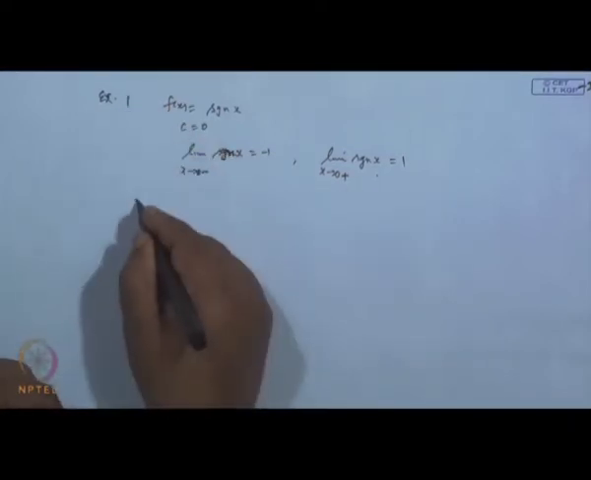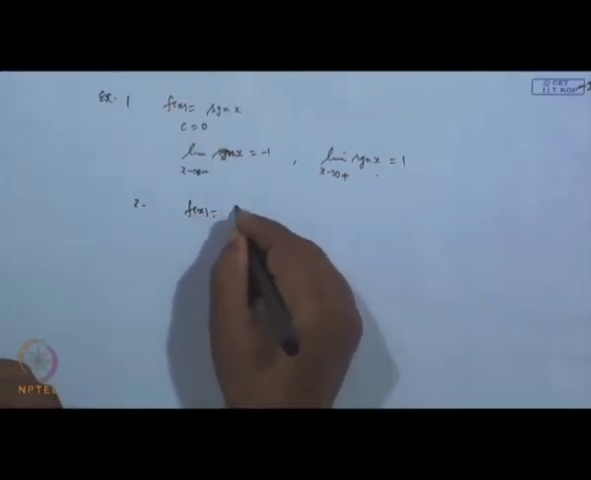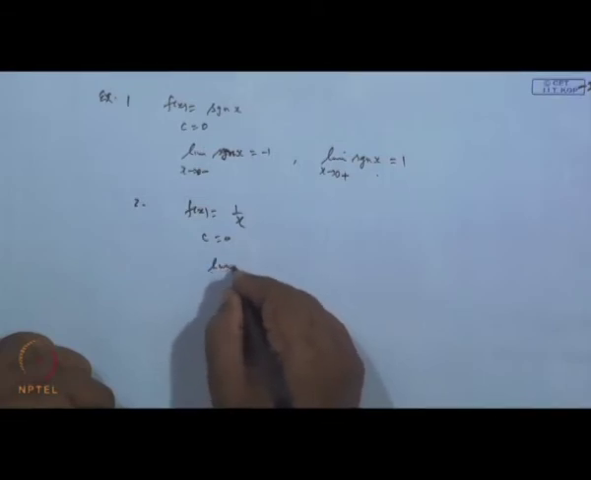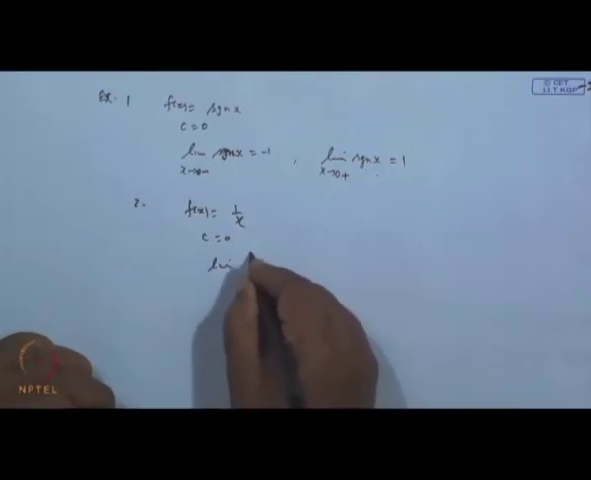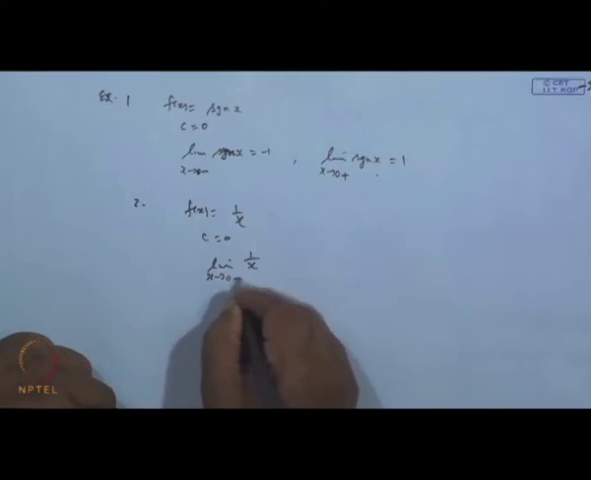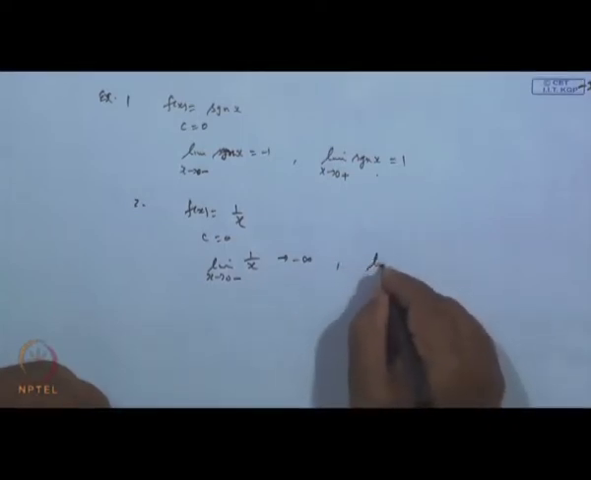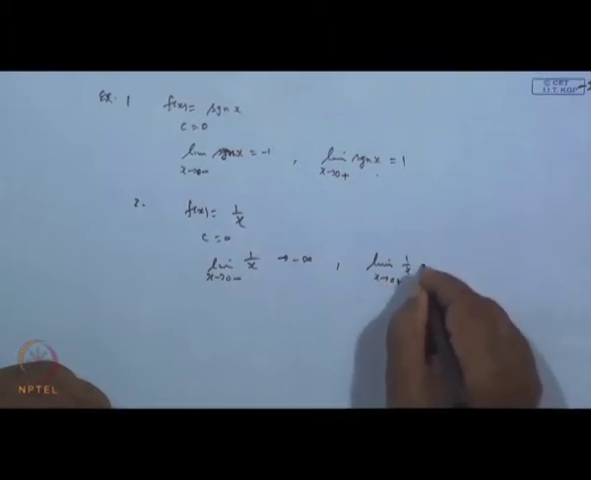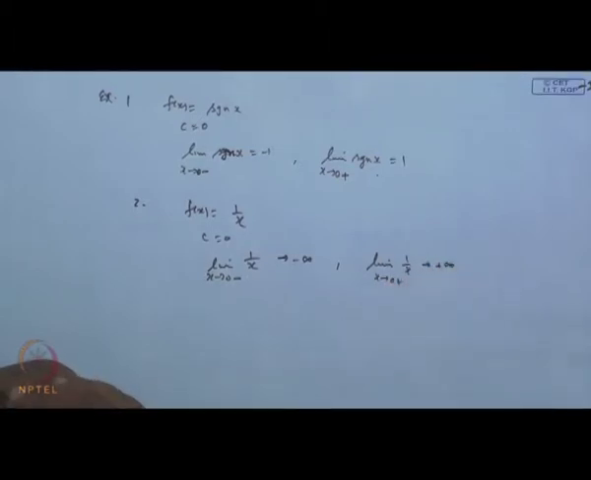The second example, if I look at the function f(x) which is 1 by x, then when c is the point 0, we say the limit of the function 1 by x when x tends to 0 minus goes to minus infinity, and the limit of 1 by x when x tends to 0 plus goes to plus infinity. So the limit does not exist here, of course, and they are different, they diverge.